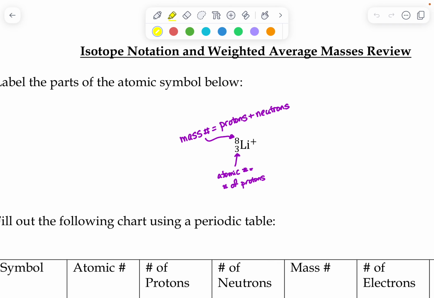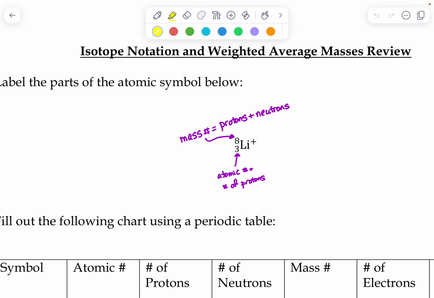So you could have a heavier isotope of lithium. You could have a lighter isotope of lithium. The difference between the heavier and the lighter isotopes is how many neutrons it has. And then we average all those different isotopes together, and that's where the 6.94 comes from. The atomic number never changes, and that's why that one can go on the periodic table.